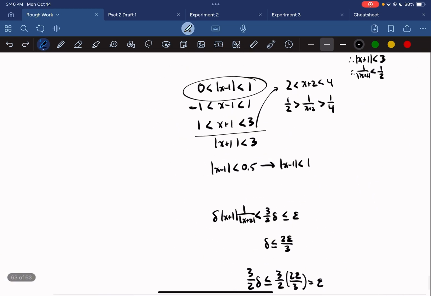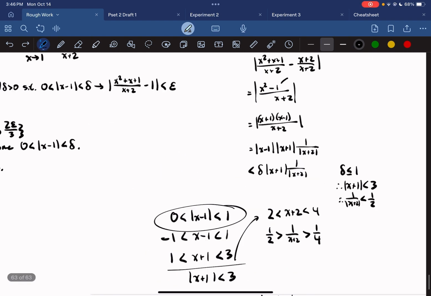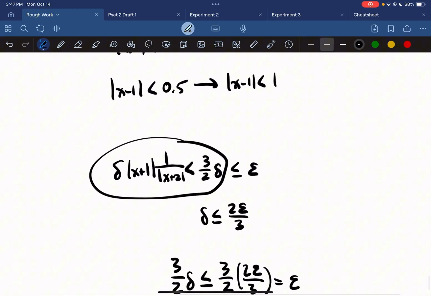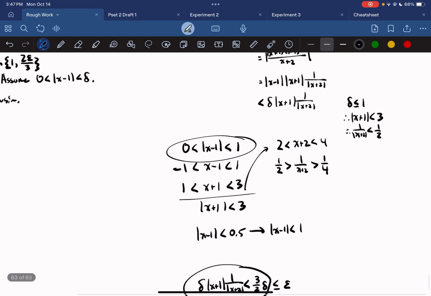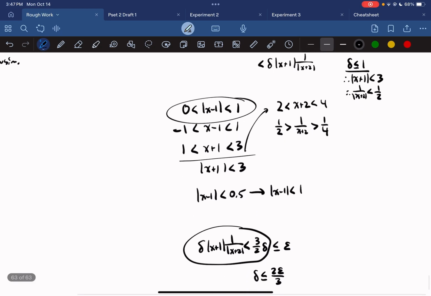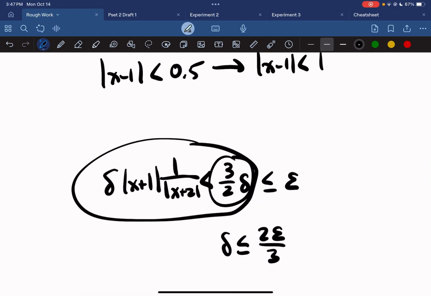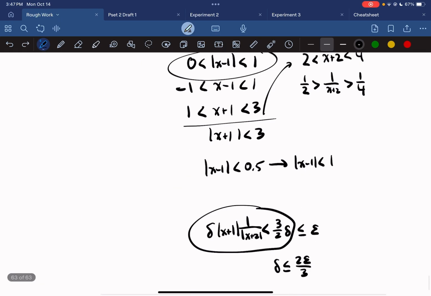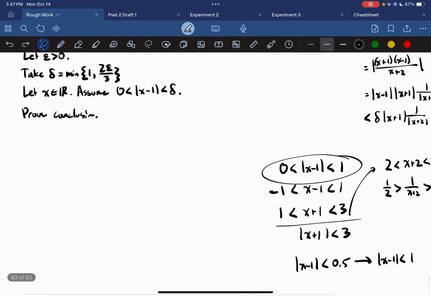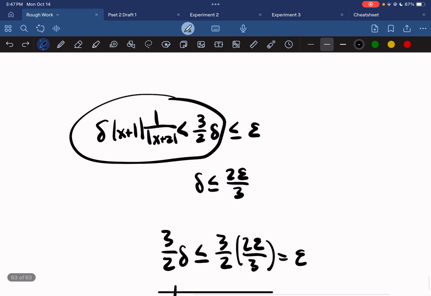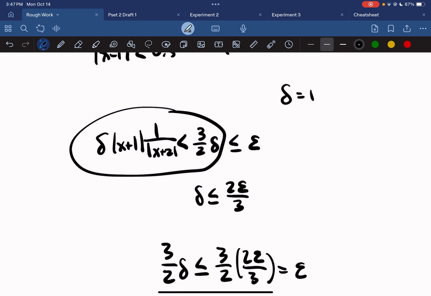And because we've algebraically manipulated our statement to eventually get to this statement right here, by assuming that delta is, in this case, equal to 1, then we know all of this must be less than 3 over 2 times delta. And because we can also choose delta as 2 epsilon over 3, then we see this is all less than or equal to epsilon. But you might be saying, but wait a minute, we just said delta is equal to 1. So how can delta also be less than or equal to 2 epsilon over 3?